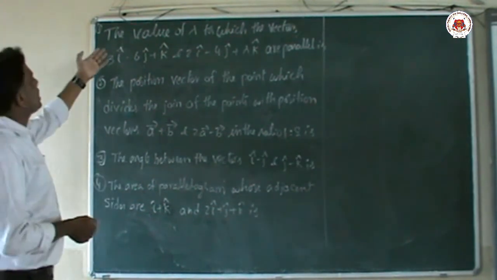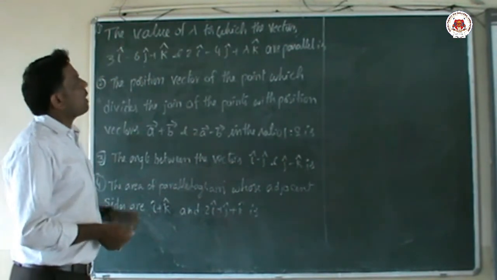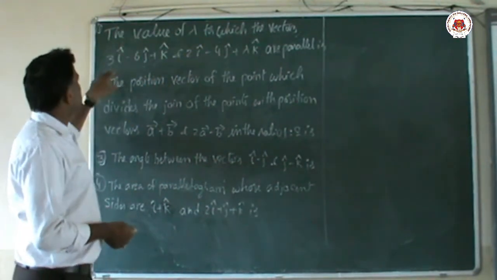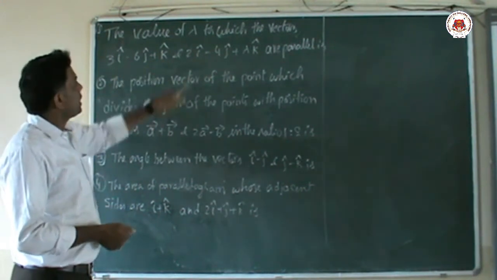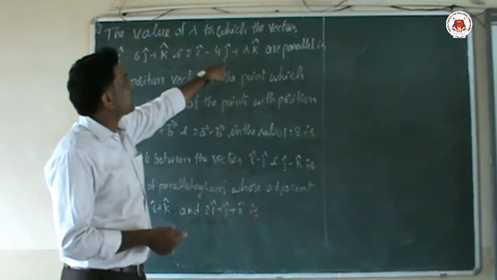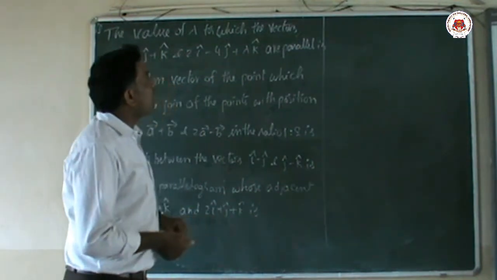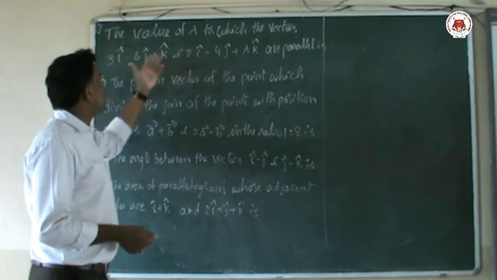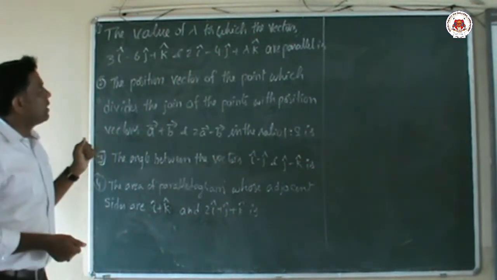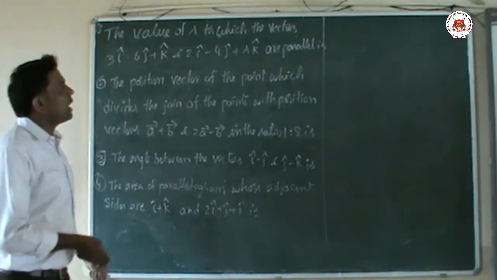So the first question is: the value of lambda for which the vectors 3i cap minus 6j cap plus k cap and 2i cap minus 4j cap plus lambda k cap are parallel. So here we are given two vectors, and these two vectors are parallel. We have to find lambda.